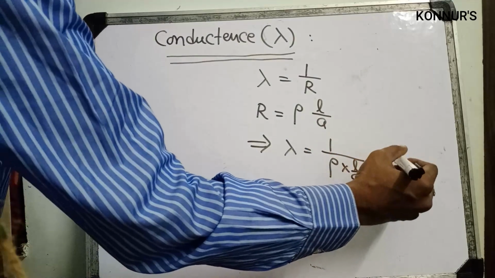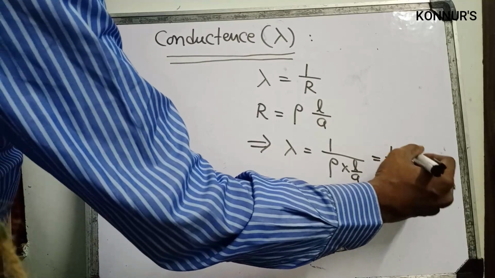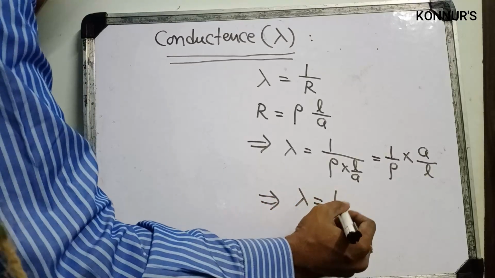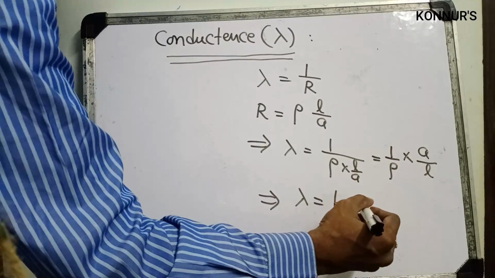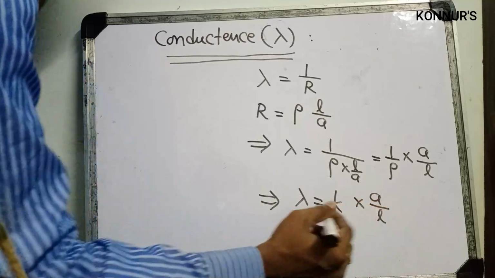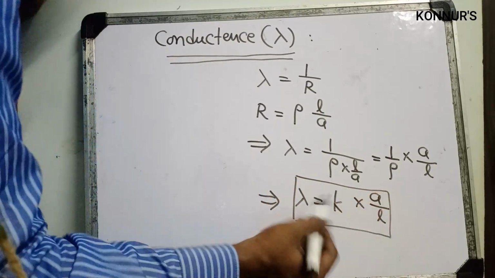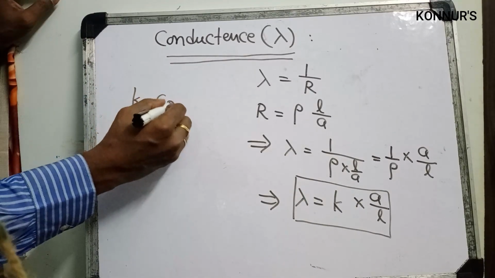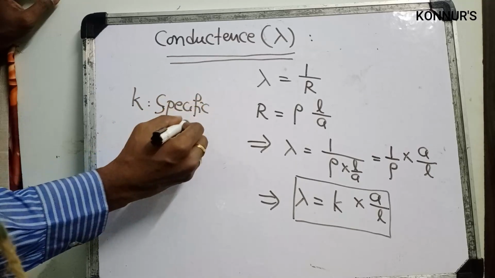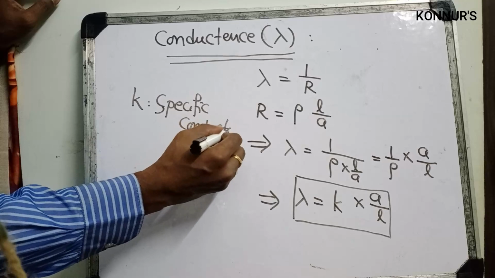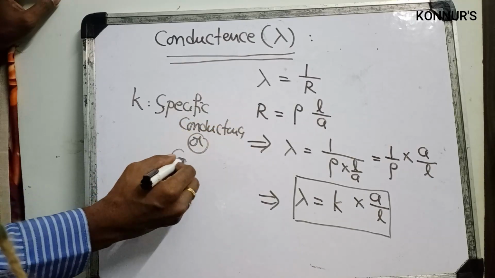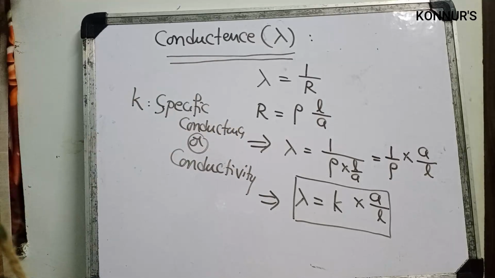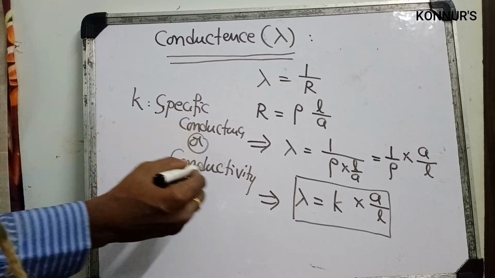So A is coming out above: 1 by rho into A by L. That implies lambda equals, you call 1 by rho as K, K into A by L. So here K equals specific conductance, otherwise conductivity. So K equals specific conductance or conductivity.